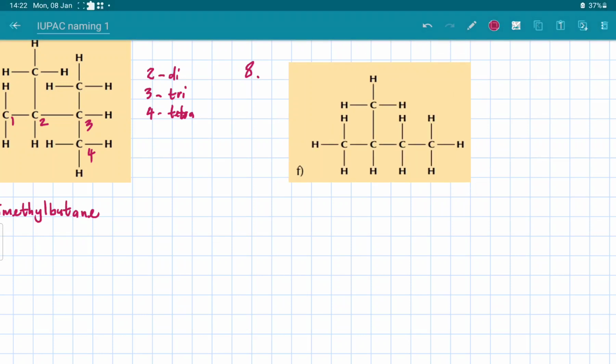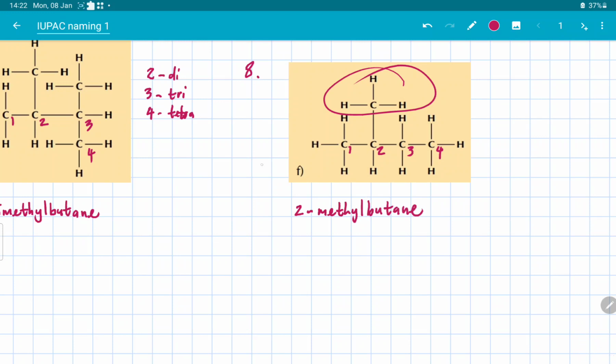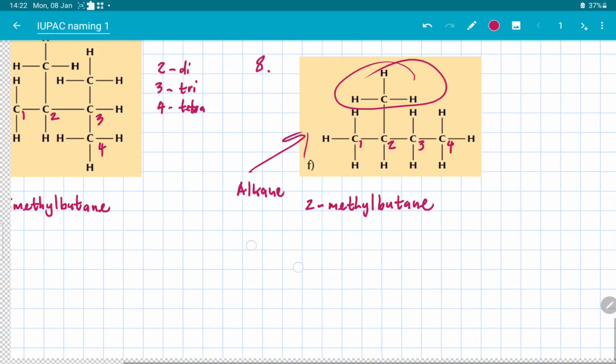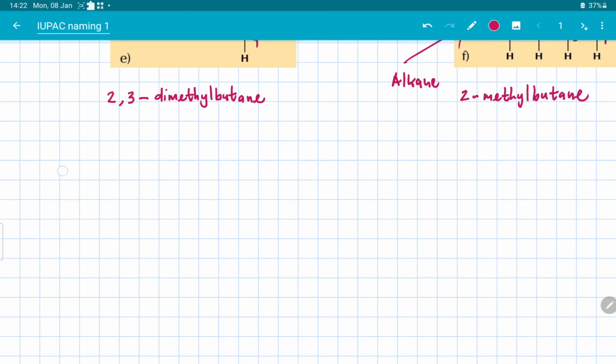This one is a bit easy. Looking at the symmetry of the molecule, I can just start counting 1, 2, 3, 4, and my branch is at carbon 2. What is the name of the branch? Methyl. So, 2-methylbutane. Why butane? Because it is an alkane.